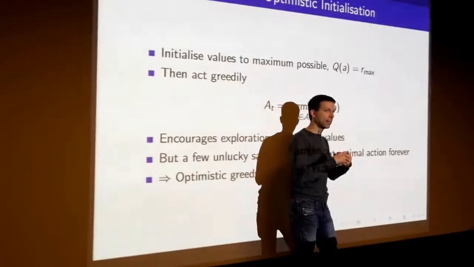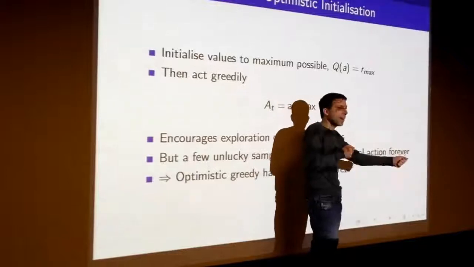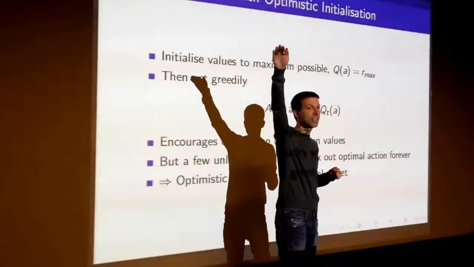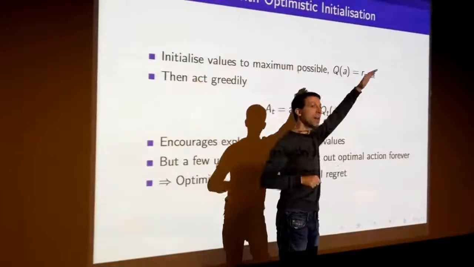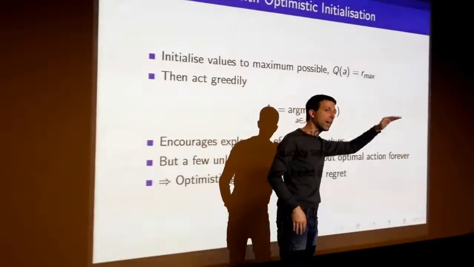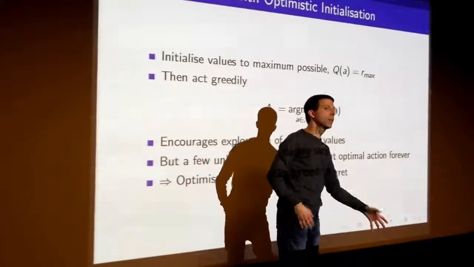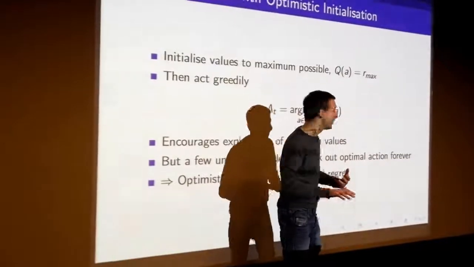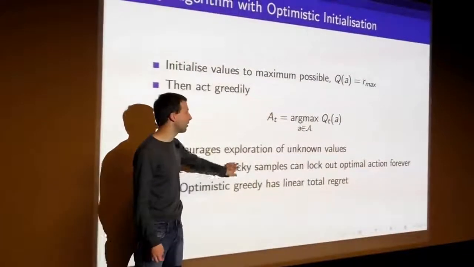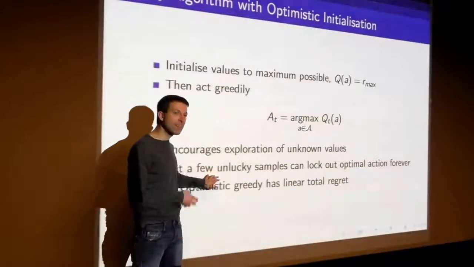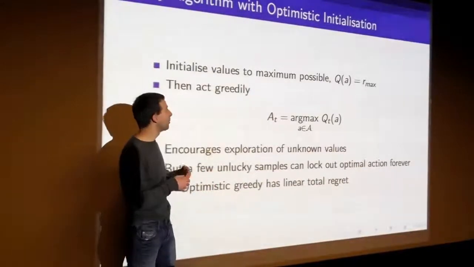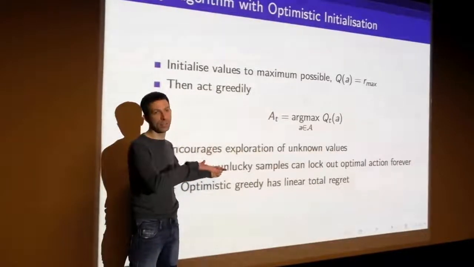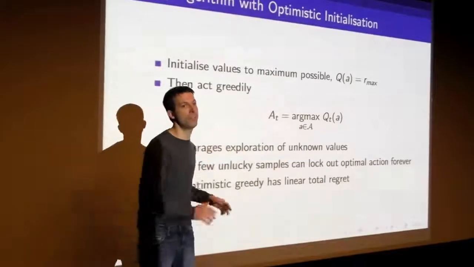So is that clear? You can start off by saying it's just as if I tried this arm 100 times and saw the best possible payout 100 times. And now, if it really is terrible, you have to play it a lot of times to bring down the mean. And so it encourages you to keep exploring things until they're really proven to be suboptimal. So although I say it can lock out the optimal action forever, you have to be quite unlucky. The more confidence you assign to your prior, the more unlucky you have to be to lock out the optimal action. So it's not a terrible idea to do this.